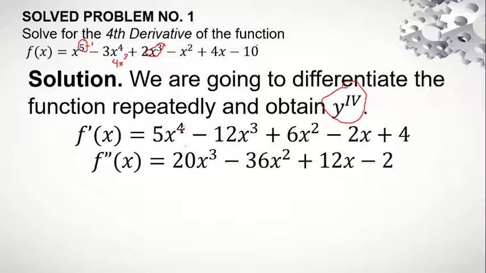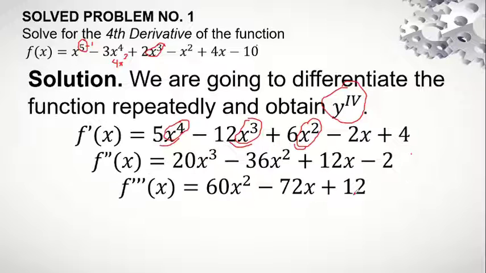So, we will base on this. The derivative of this is 4x cubed times 5, 20x cubed. Next, the derivative of x cubed is 3x squared times negative 12 is negative 36x squared. The derivative of x squared is 2x times 6, we have positive 12x. The derivative of x is 1 times negative 2 is negative 2, plus the derivative of the constant is 0.